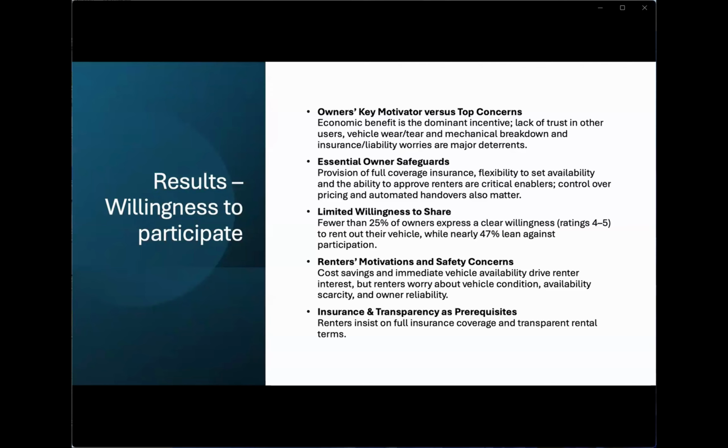Fewer than 25% of owners express a clear willingness, very interested or extremely interested, to rent out their vehicle, while nearly 47% lean against participation. Regarding renters, cost savings and immediate vehicle availability drive their interest, while they worry about vehicle condition, availability scarcity, and owner reliability. Renters insist on full insurance coverage and transparent rental terms.